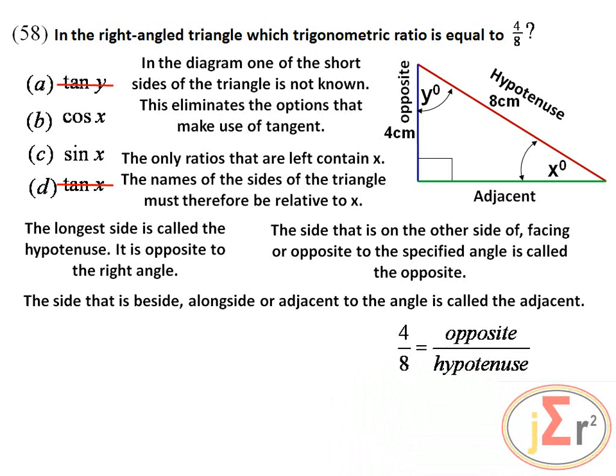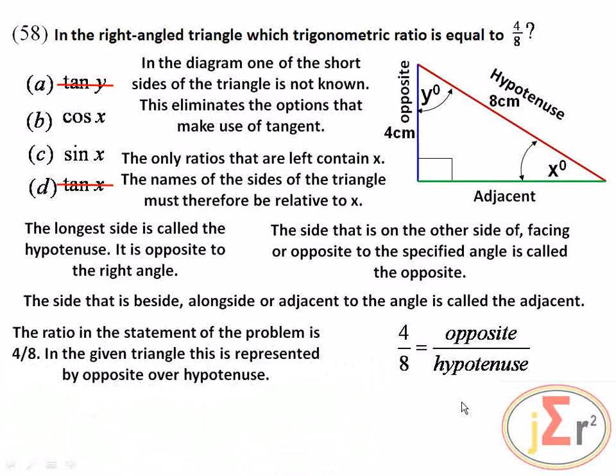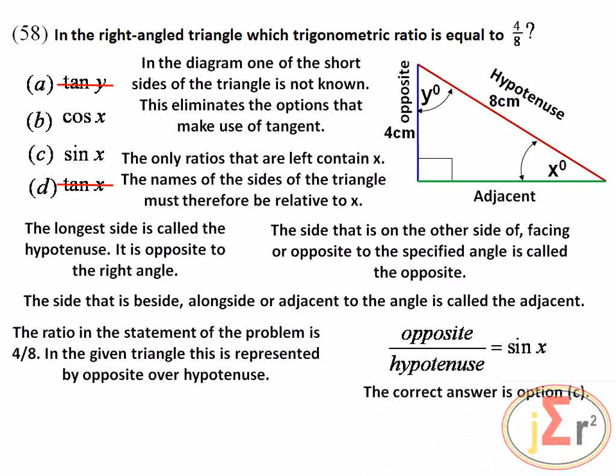We have 4 over 8. 4 is the opposite and 8 is the hypotenuse. So 4 over 8 is equal to opposite over hypotenuse. The ratio in the statement of the problem is 4 over 8. In the given triangle, this is represented by opposite over hypotenuse, as we have it right there. And opposite over hypotenuse is equal to sine of x. The correct answer is option C.